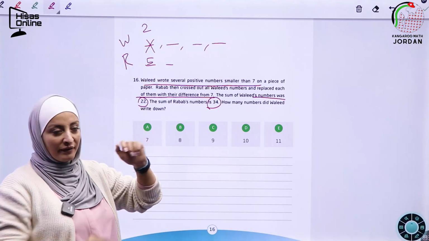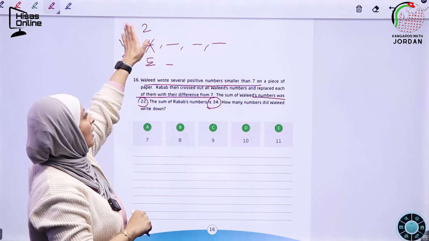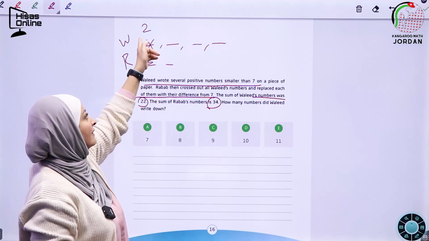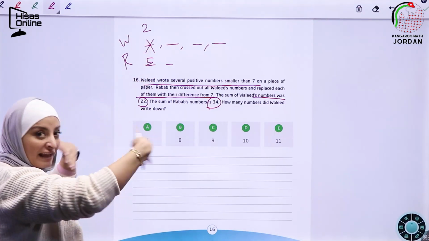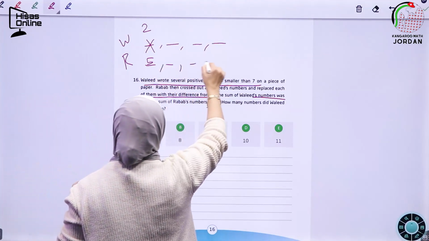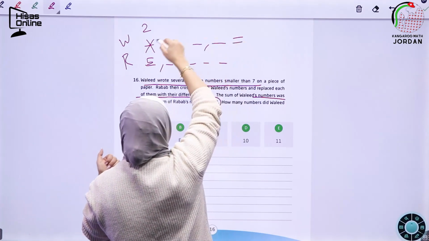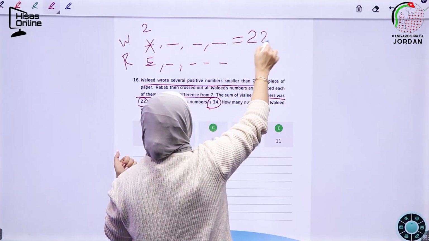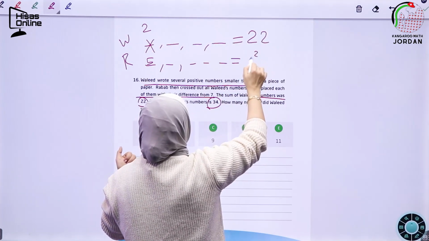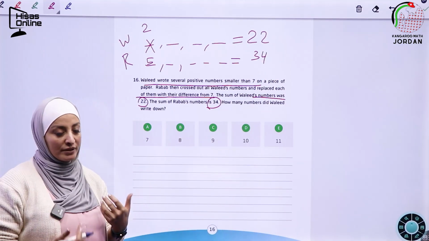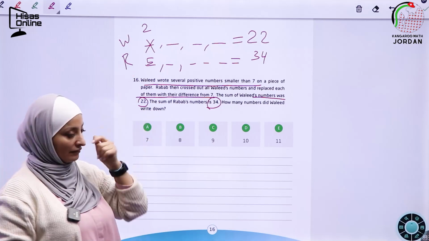You know what she did? She crossed out all his positive numbers, found the difference between 7 and each number, and made a new sequence of numbers. They told me that the sum of this is 22 and the sum of that is 34. And they asked me how many numbers in all Walid used.